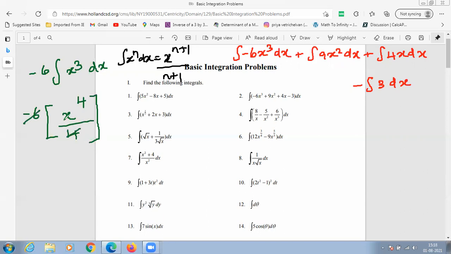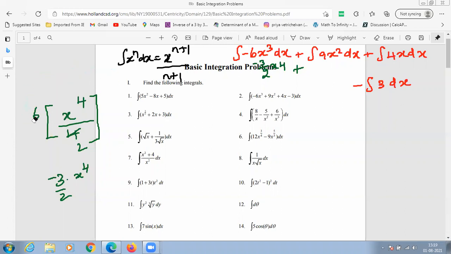So this you can simplify. This will become minus 3, and over here you will be having 2. It is not compulsory to simplify, but that looks better. So it's minus 3 by 2 x power 4. That is for this part. Minus 3 by 2 x power 4 for the integration of minus 6x cube.